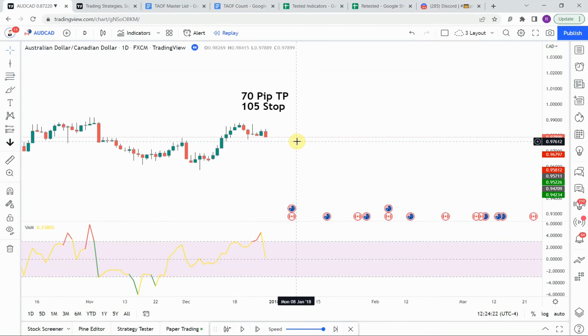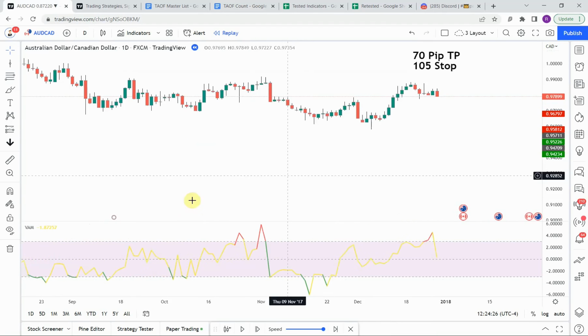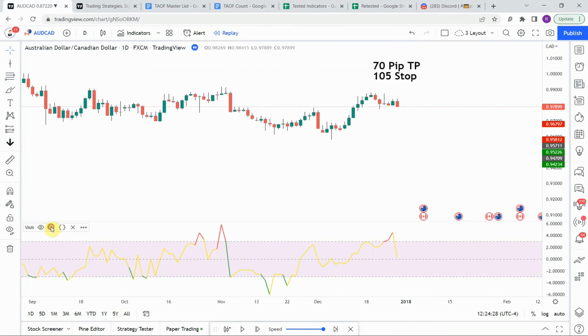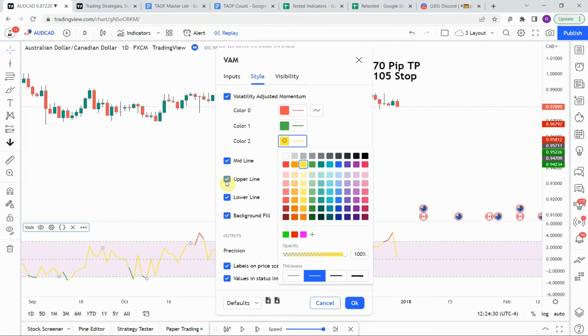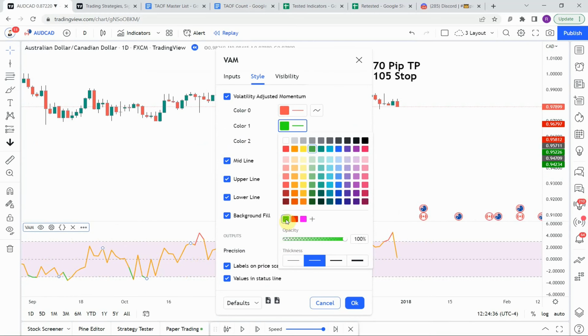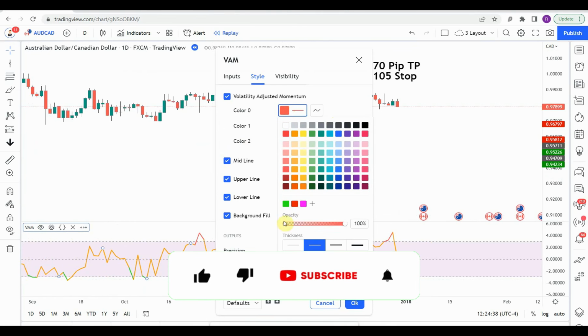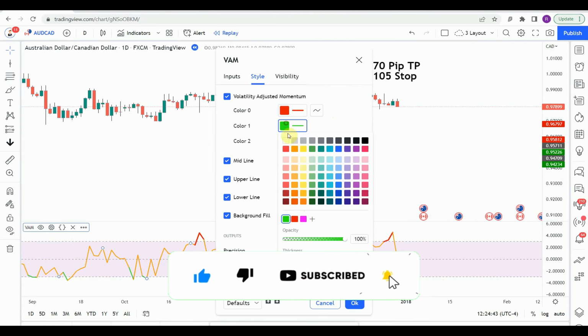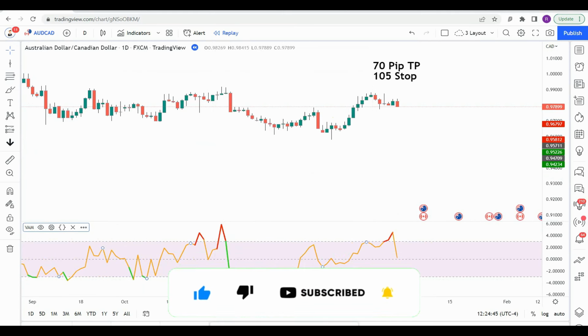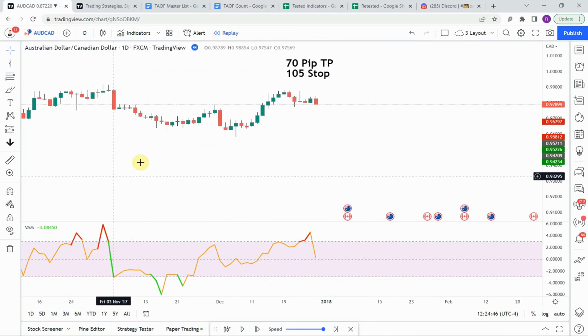Alright, so today's indicator is the volatility adjusted momentum indicator. You can see it here on the bottom of the screen. Let me make one slight adjustment here. Make it just a tad bit easier to see. Don't really need to change these, but we can anyways. Make things stand out just a tad bit more.